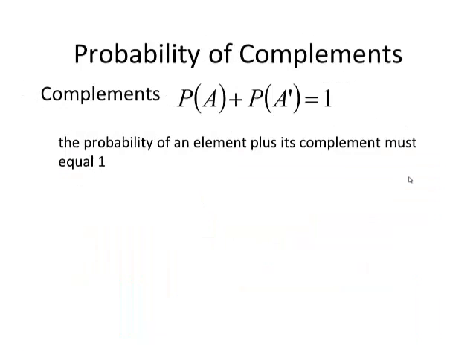Probability of complements. The probability of an event plus its complement must equal 1. So you have this going on: the probability of your event plus the probability of it not happening has to equal 1. Okay, the complement is it not happening. Or we usually write it this way: the complement is equal to 1 minus my probability.